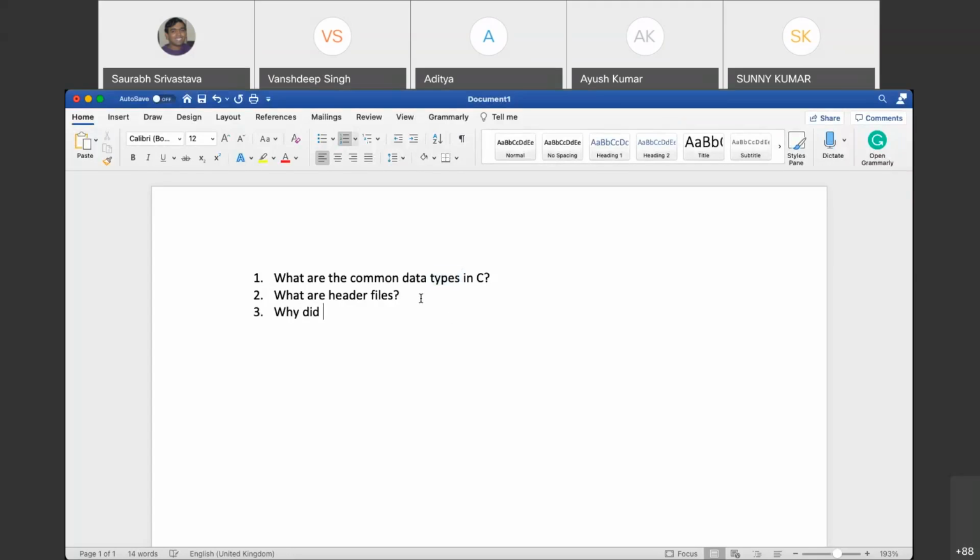Header files are just collections of various functions. For example, if we want to use standard input and output statements, then we have to use the header file stdio.h, and if we want to use mathematical library functions, then we have to use the header file known as math.h.